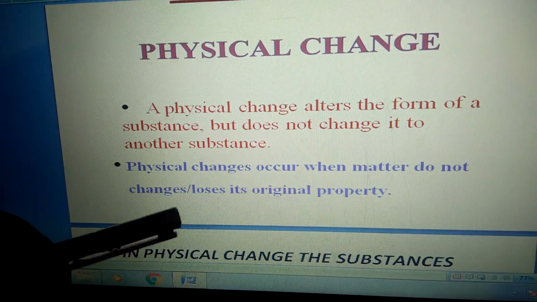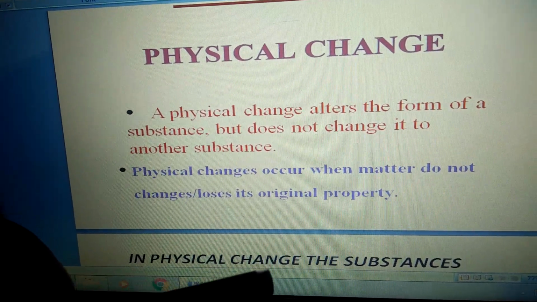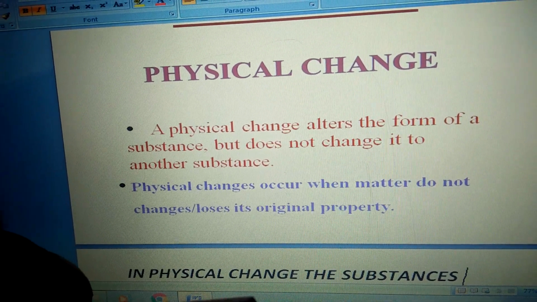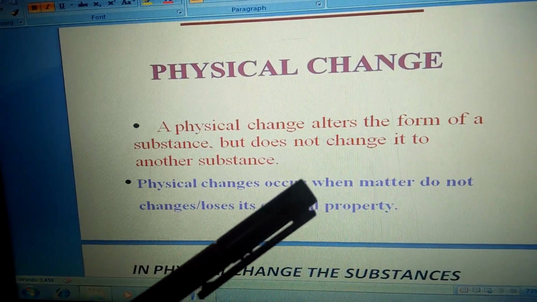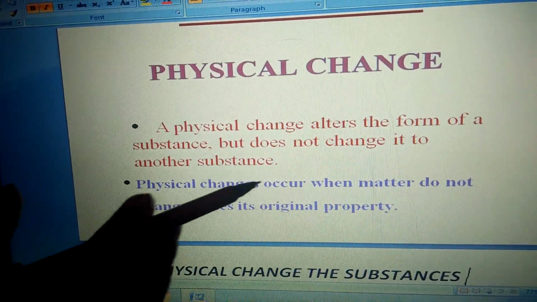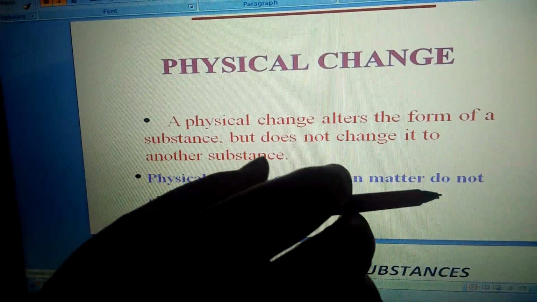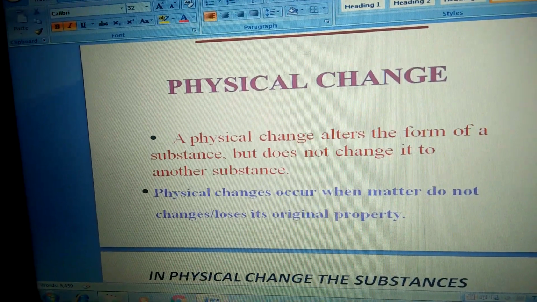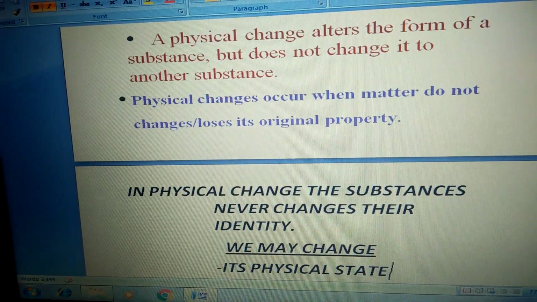In this change, if we change the color of this pen into white or black or green, the pen will remain the same, it will not lose its property. So this is one of the most important characteristics of physical change, the change in which the object does not lose its original property, and generally these changes are reversible.